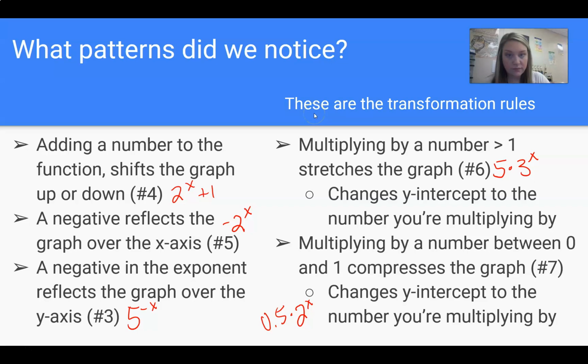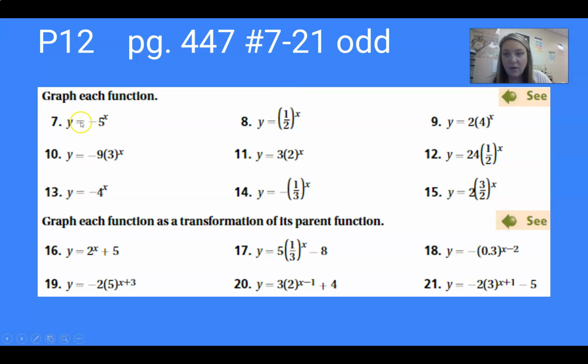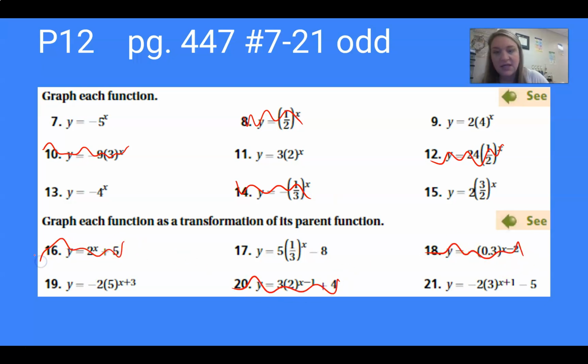So, your homework. I want you to do 7 through 21, but only do the odds. So you don't have to do the evens if you don't want to. If you want extra practice, have at it, but you don't need to do the evens. You are graphing everything, so please make sure you have some graph paper, or you print some graph paper, or you just sketch it very nicely. Remember to use your t-tables to help you make each graph, and also the transformation rules that we just wrote down so you can kind of expect what to see.